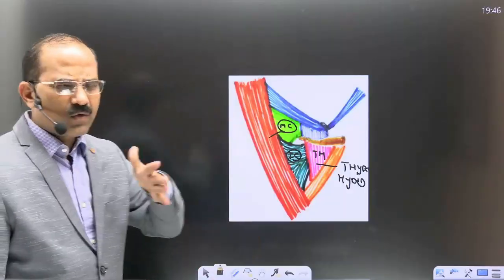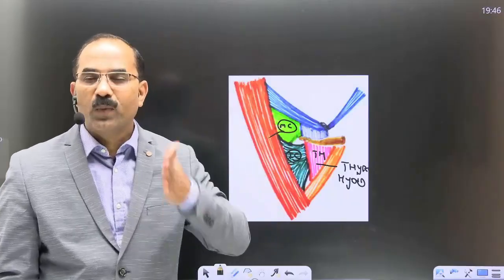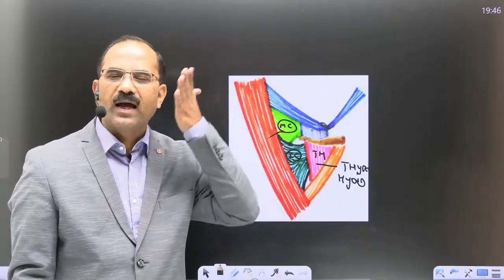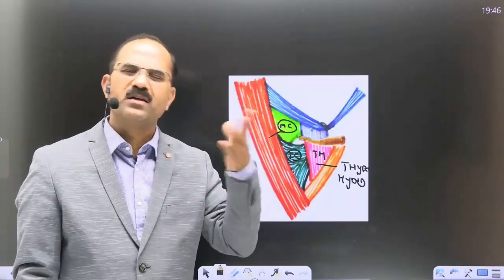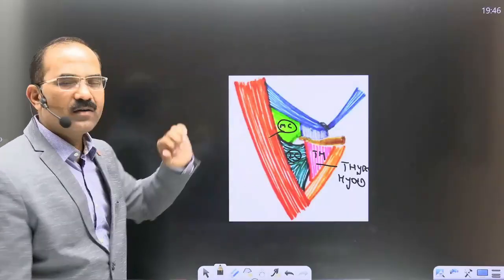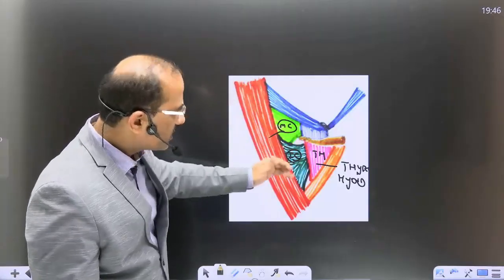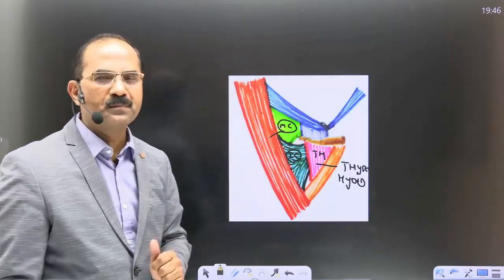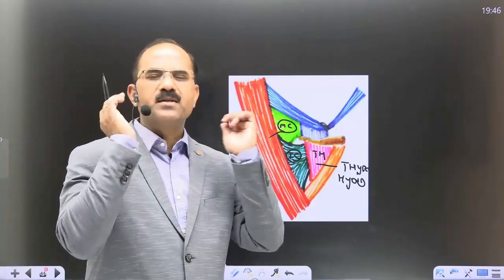Clear? The roof: skin, superficial fascia, investing layer of the deep cervical fascia, and the platysma. The platysma muscle comes here. So boundaries are clear, floor is clear, middle constrictor, inferior constrictor, thyrohyoid membrane, and the roof. So that's about the carotid triangle.